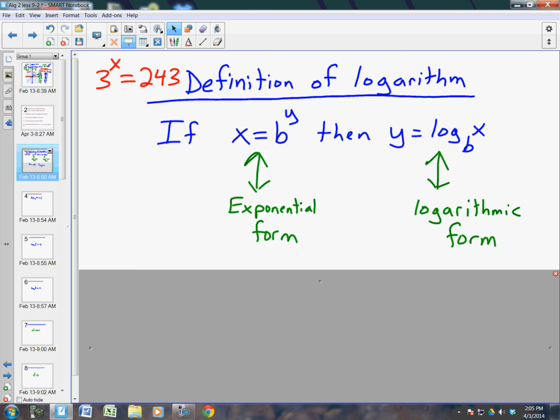I want you to write one more thing down. I want you to write down a logarithm is an exponent. Write that down. When I went to college and a professor told me that, all of a sudden it started clicking for me. A logarithm is an exponent. And I'll show you why in a second.